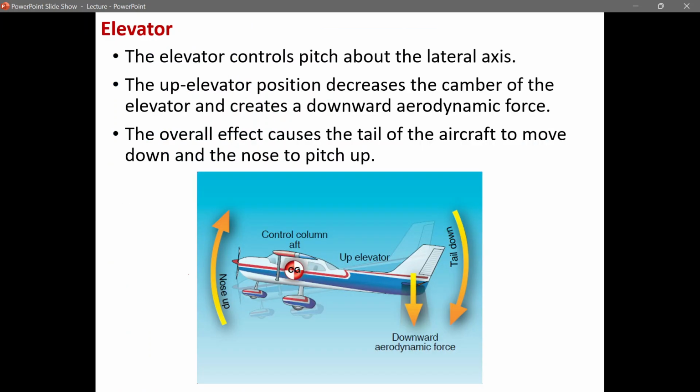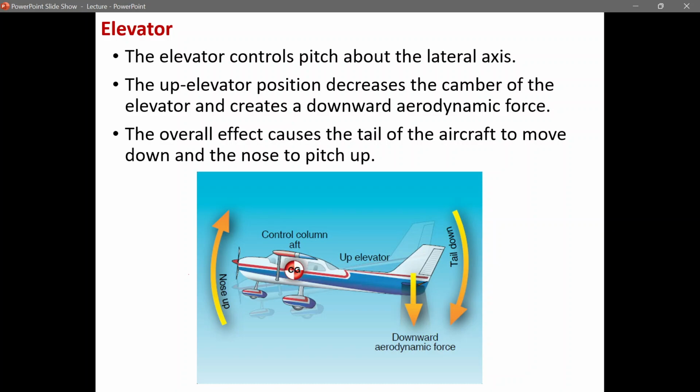Okay. Any question about the movements of aircraft? Is there anyone who was not familiar with these things? Okay, that's good. Everyone was familiar.